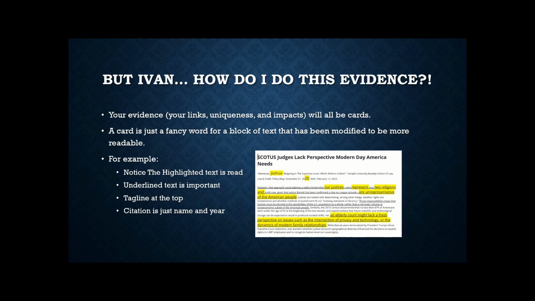And again, you'll have one of these cards for your impact, your uniqueness, and your link in every single contention. Sometimes you'll even have more, right? You'll have multiple links so that if your opponent rebuts one of your links, you can still fall back on a different one. But that's all strategy we'll be talking about in the next video about rebutting. Spoiler alert.